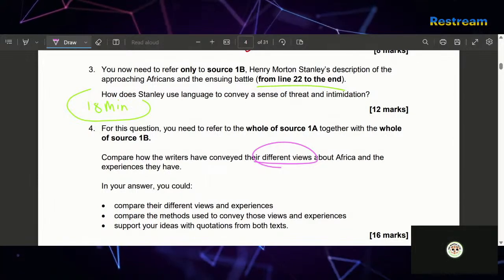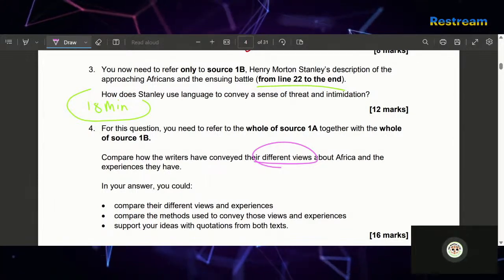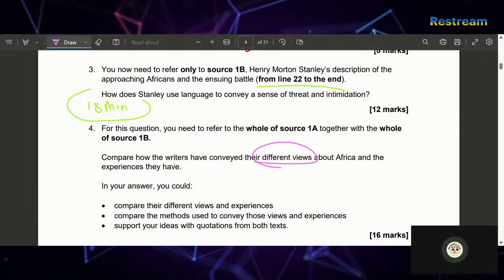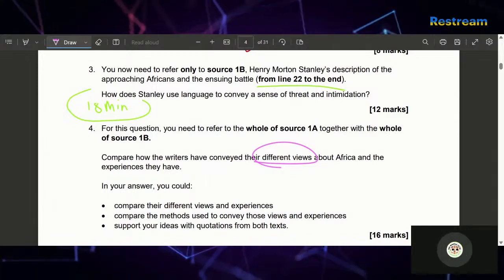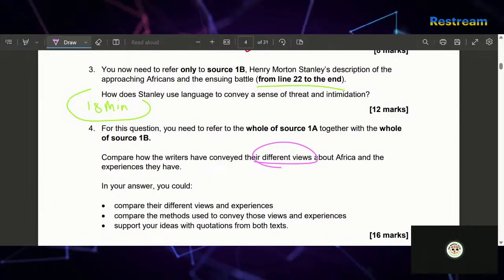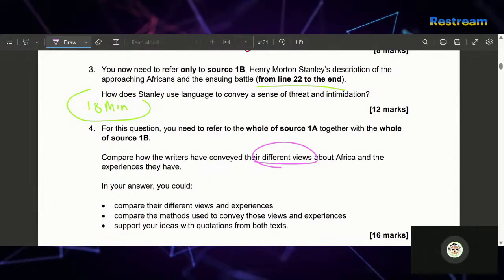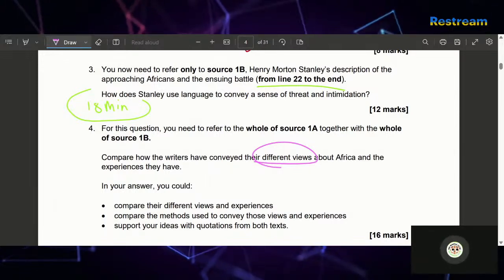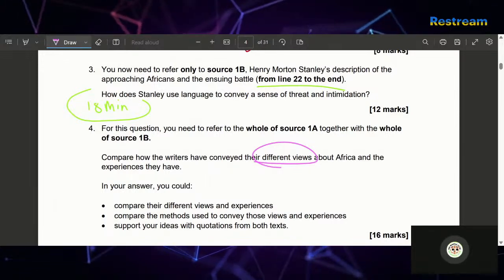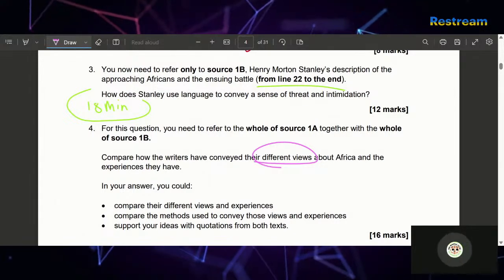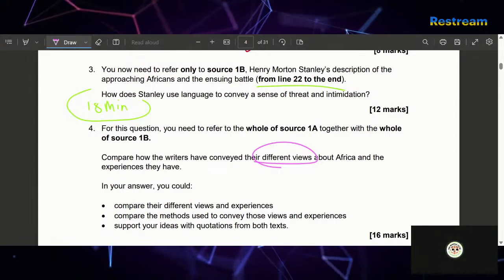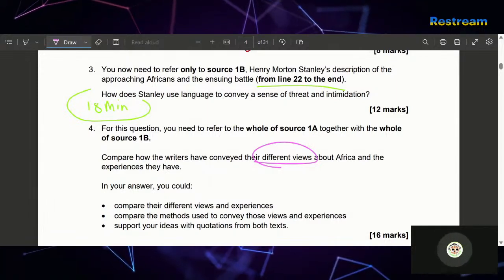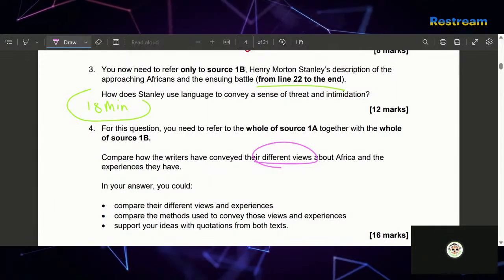Now, key point here: avoid writing about the character's view. Okay, don't characterize it. Remember, you're writing about the writer's attitudes, the real life writer, not the character. It's the non-fiction exam. So don't talk too much about characters because I really don't like that. Okay, and that is all I have to say about this question, really.